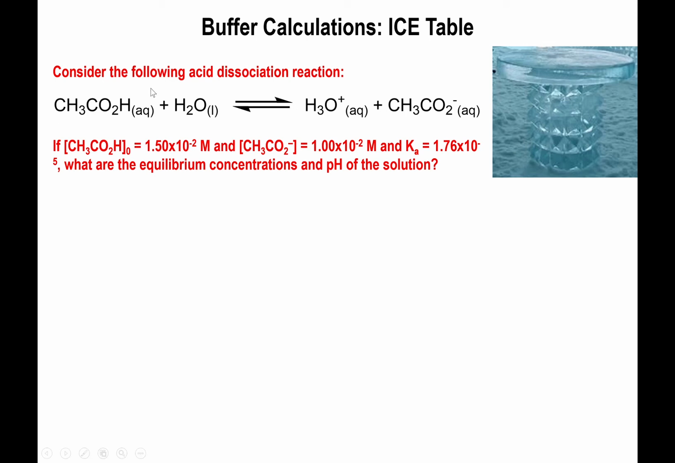So in this example, I have acetic acid dissolving in water, creating hydronium and acetate, the conjugate base of acetic acid. The problem says there is an initial concentration of acetic acid and acetate to begin with: 1.5 times 10 to the negative 2 for acetic acid and 1.0 times 10 to the negative 2 for acetate. You have to have both of those present, otherwise you don't have a buffer. The Ka is also given, meaning we have to write the acid dissociation equation. So start with acid reacting with water, yielding hydronium and conjugate base.